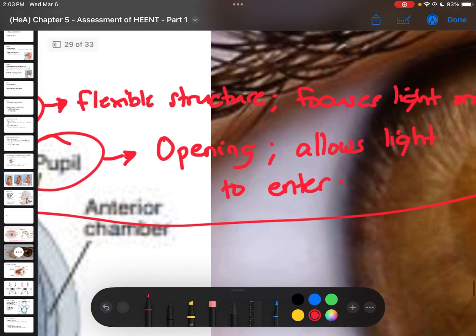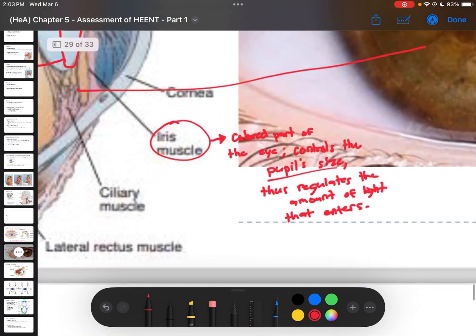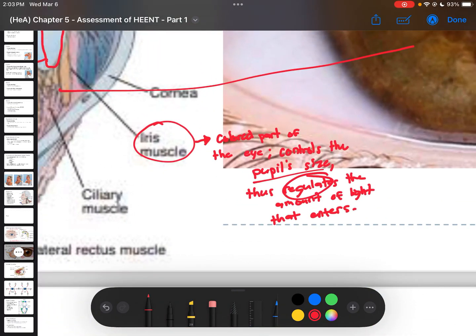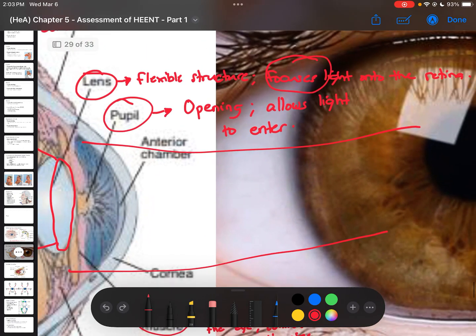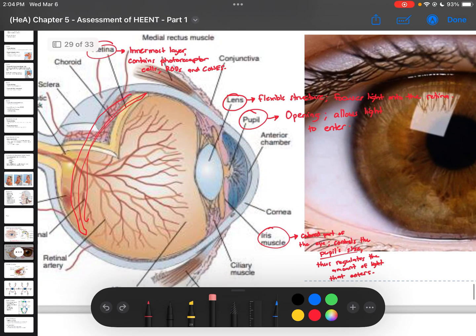I want you to remember, class, the lens, its main job is to focus light. The iris is to regulate the light. Your pupil allows light to enter. Students find it hard to memorize this because there are so many terms.